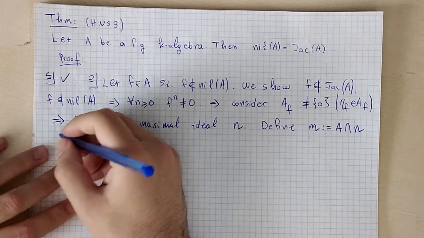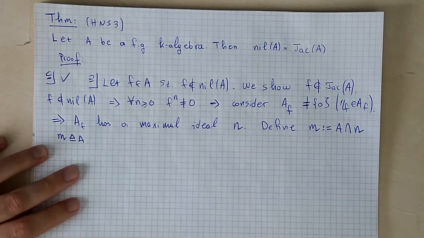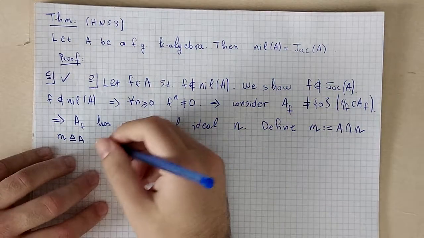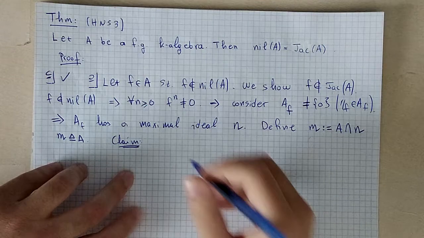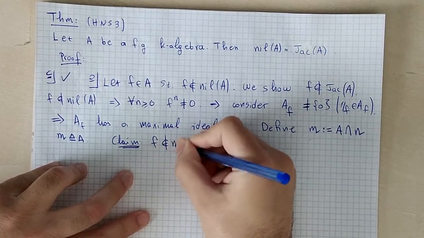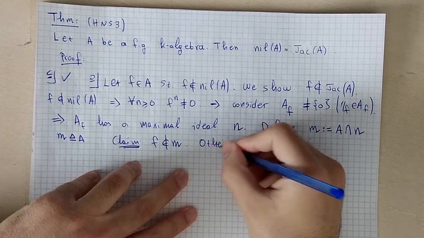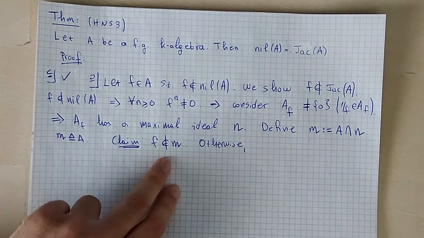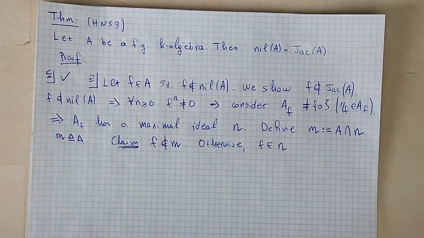Okay, so first of all, it's easy to see that M is an ideal of A. This is trivial, I'm not going to write down the details. So the first claim is that F cannot live in M, right? Otherwise, if F was an element of M, then F would also live inside N, right?